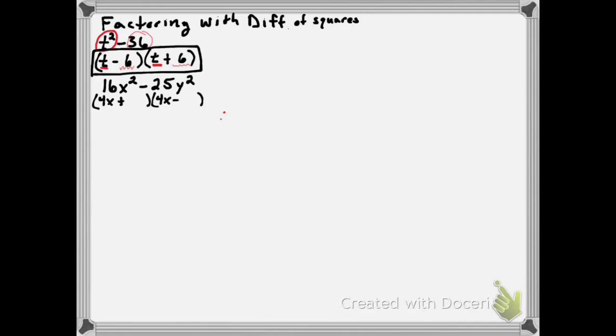With the second term, kind of the same thing. 2 things that multiply to give us 25y squared would be 5y times 5y. And again, we can't factor either of those binomials again. That is our final answer. Just like that.